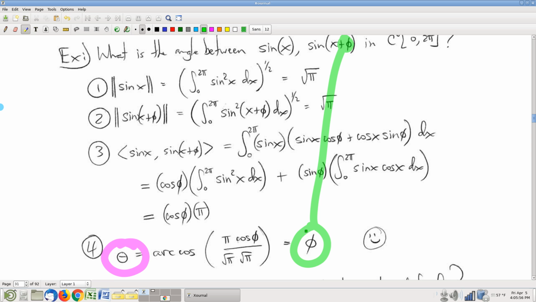First, let me point out why this is not obvious. This is very, very far from obvious. Here's the picture of what we're talking about here, the two functions. Our first function, sine x, looks like this. My second function, I'll do this in orange. The second function is the same thing, but kind of shifted over a little bit.